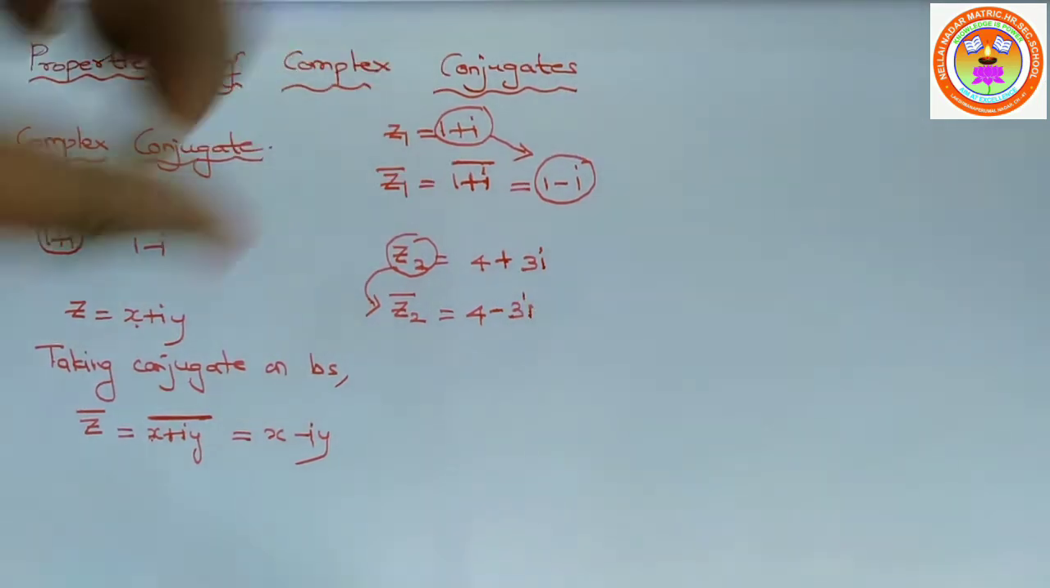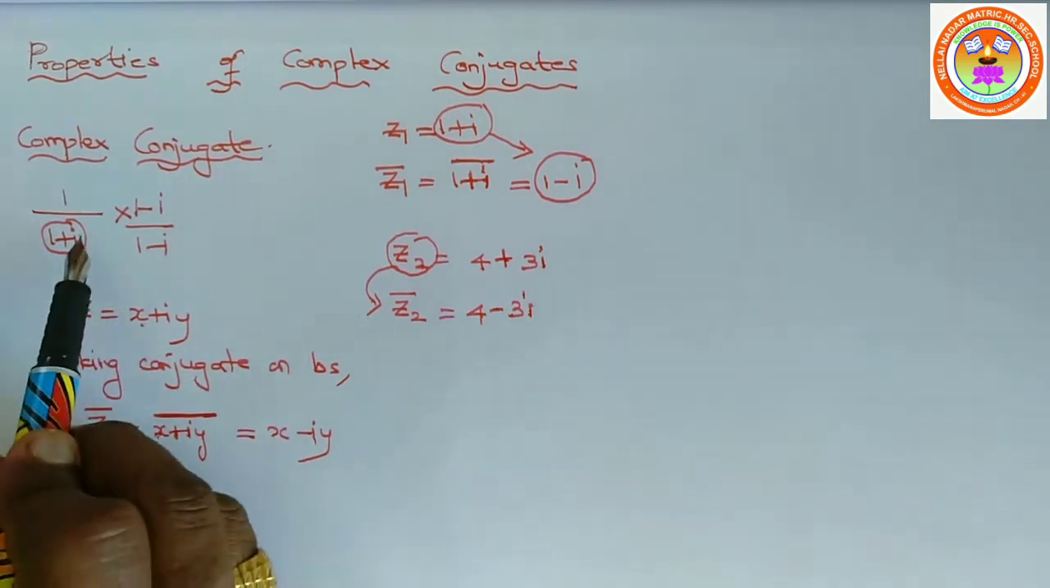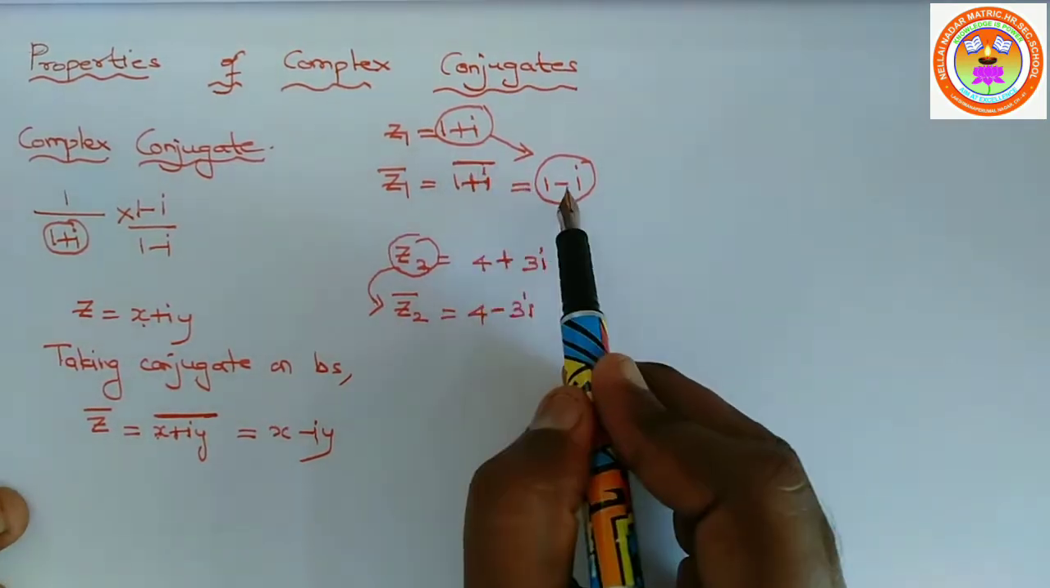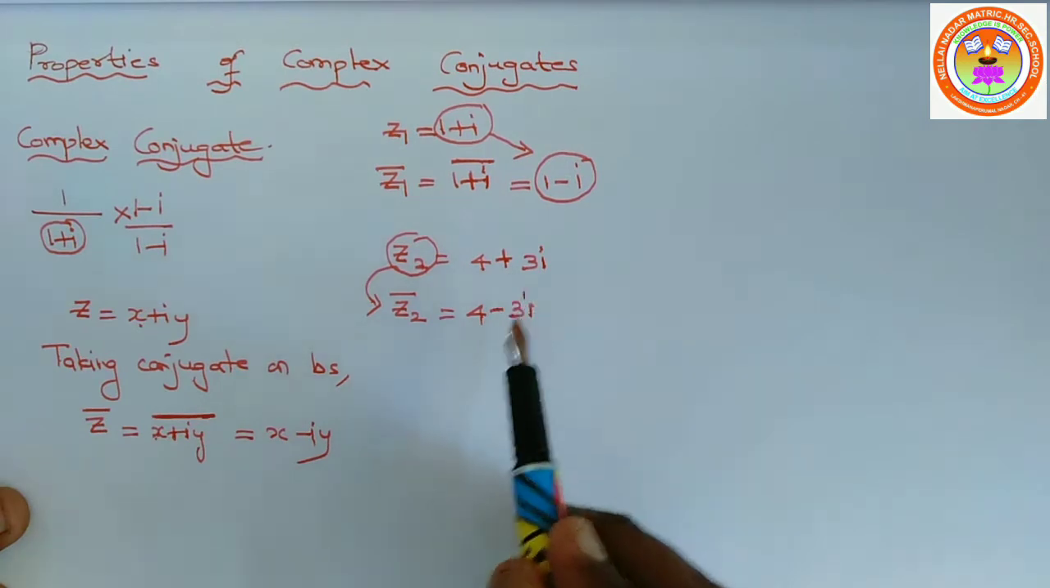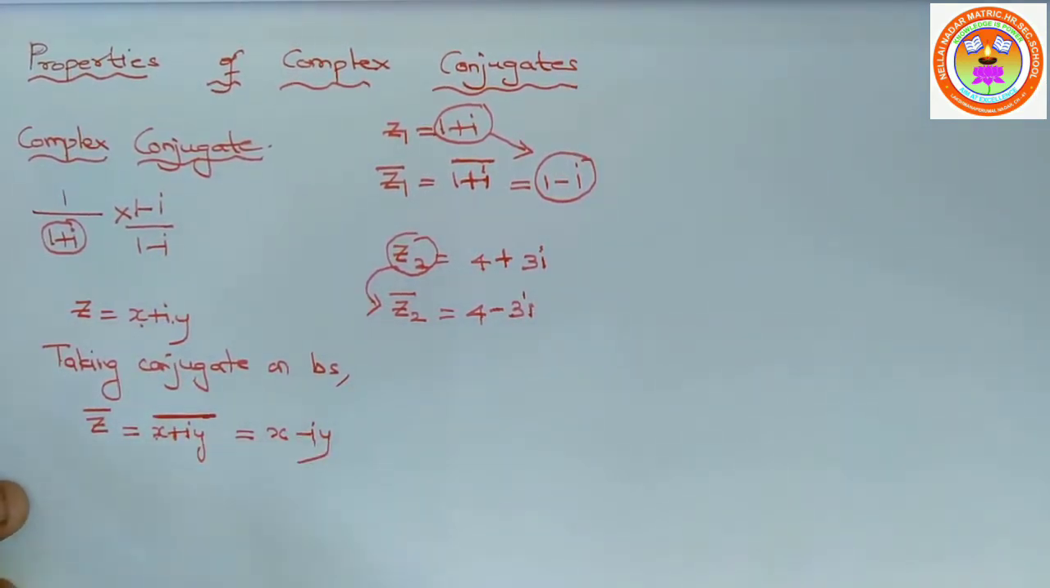Here I need to say one important thing. Complex conjugates always occur in pairs. Listen carefully: complex conjugates always occur in pairs. See, the conjugate of 1 plus i is 1 minus i. The conjugate of 4 plus 3i is 4 minus 3i. The conjugate of x plus iy is x minus iy. Complex conjugates always occur only in pairs. So this is the main thing you need to learn.